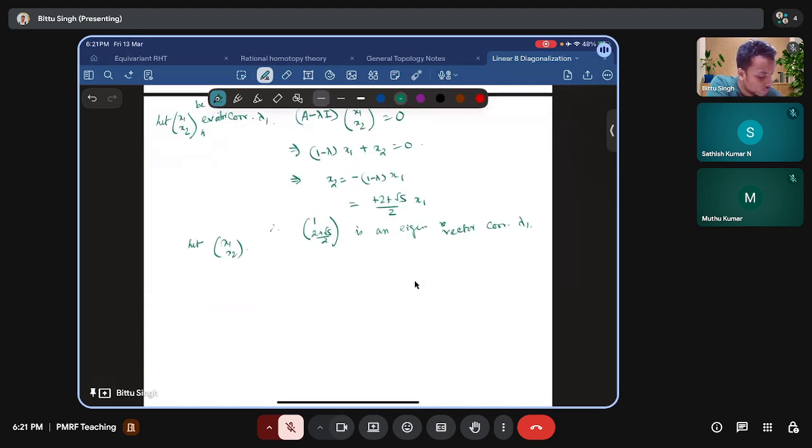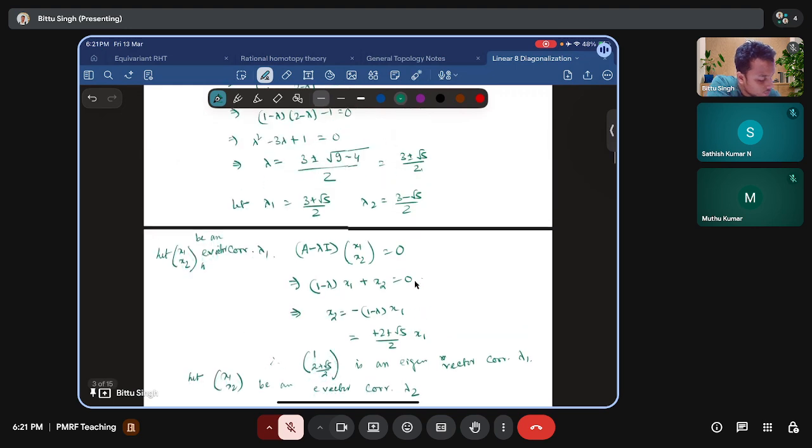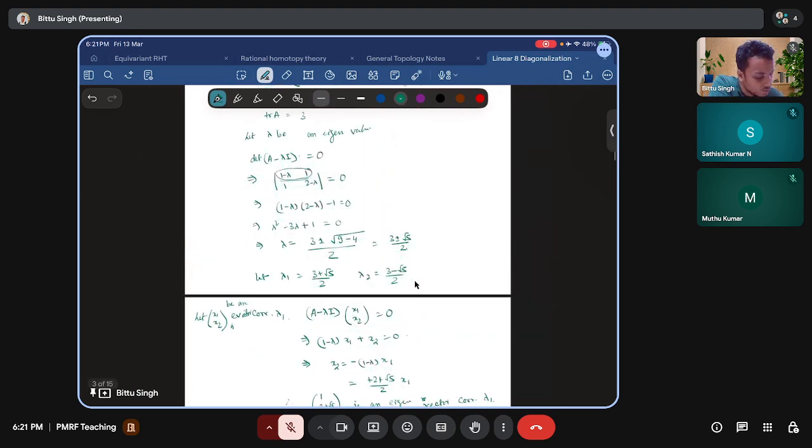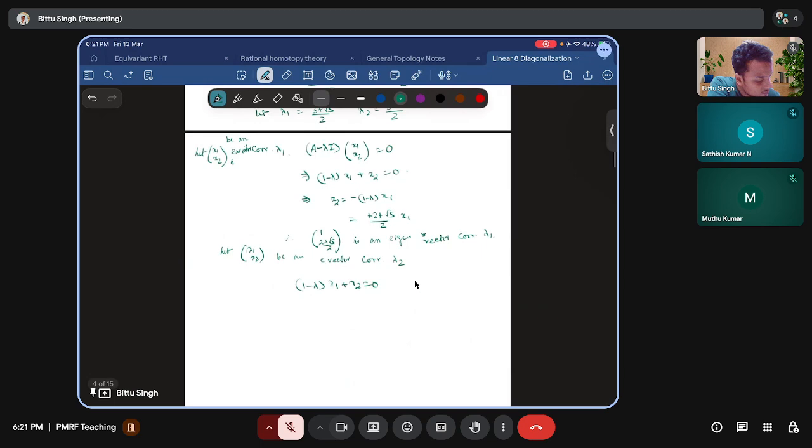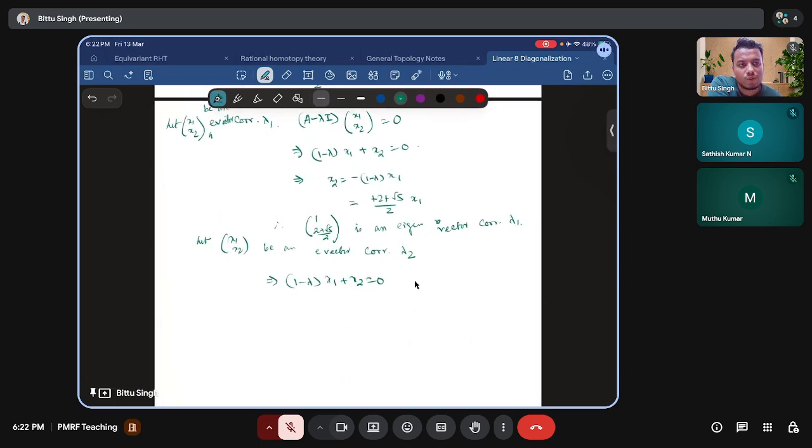Now similarly, if we assume (x1, x2) is an eigenvector corresponding to lambda 2, then again the same equation, (A minus lambda I) times (x1, x2) equals 0, gives me (1 minus lambda) x1 plus x2 equal to 0. There is another equation, but that is dependent on this because the determinant is 0, so it will be completely determined by the first equation.